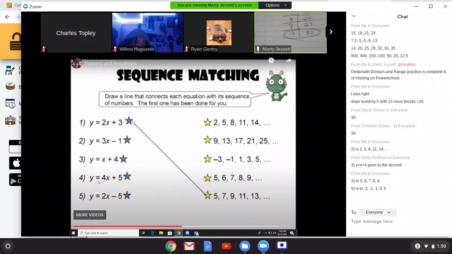And what about equation number 4, y equals 4x plus 5? Well, if we put in a 1 for x, 4 times 1 is 4, plus 5 is 9. Put in a 2, 4 times 2 is 8, plus 5 is 13. Put in a 3, 4 times 3 is 12, plus 5 is 17. So equation 4 seems to go with the second sequence.